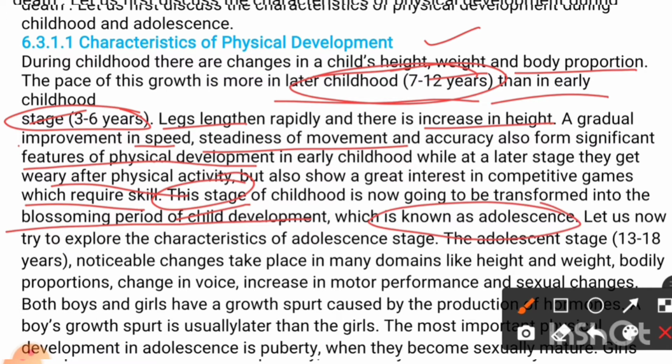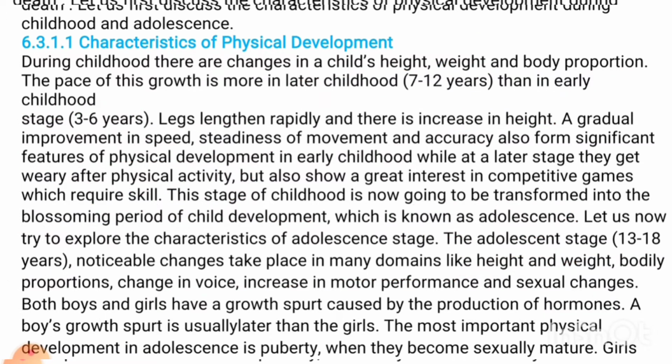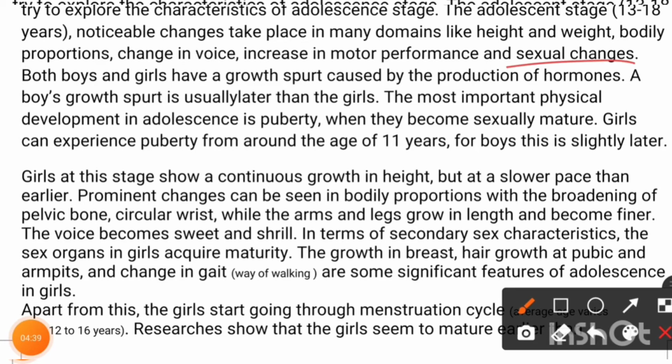Now let us explore the characteristics of the adolescent stage. In the adolescent stage, 13 to 18 years, noticeable change takes place in many domains like height and weight, proportion, change in the voice, increase in motor performance, and sexual changes. Both boys and girls have a growth spurt caused by the production of hormones. A lot of hormonal changes take place at this stage. A boy's growth spurt is usually later than the girls', so girls are faster compared to boys at this stage.